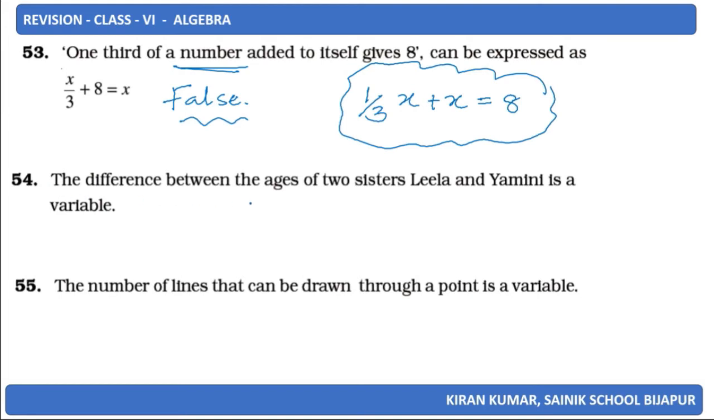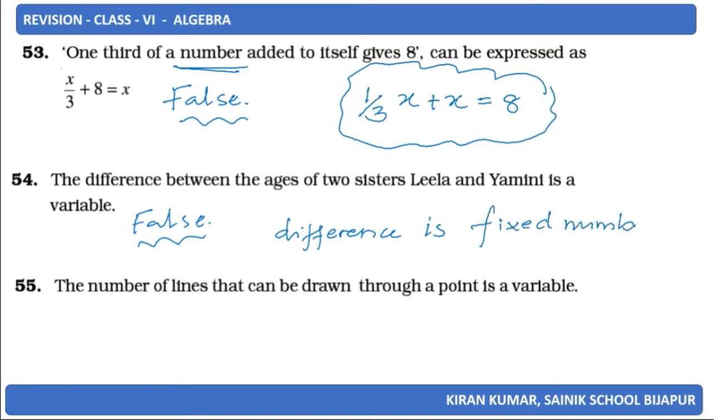The difference between the ages of two sisters, Leela and Yamini, is a variable. This particular statement is a false statement. The difference in their ages is a fixed number. Suppose if Leela is 14 years old, Yamini is 12 years old, the difference is 2 years. It's a fixed number.